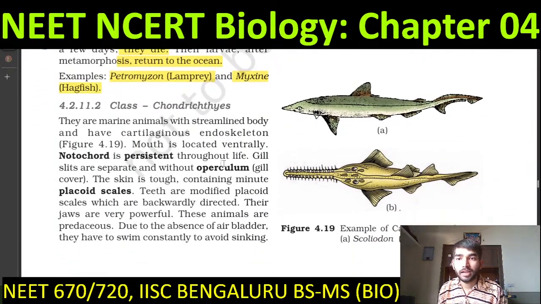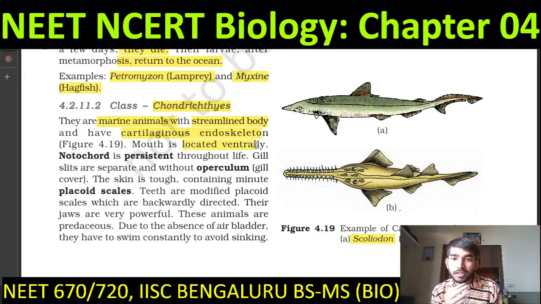Now coming to the actual fishes, which is Chondrichthyes, the cartilaginous fishes. So they are marine animals with a streamlined body and have a cartilaginous endoskeleton. So their internal skeleton is made of cartilage. Here you can see the sharks. Two examples of cartilaginous fishes given here are Scoliodon and Pristis.